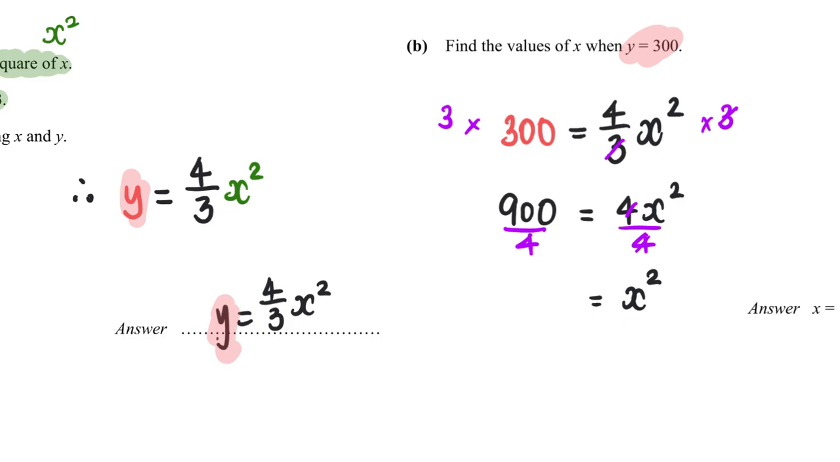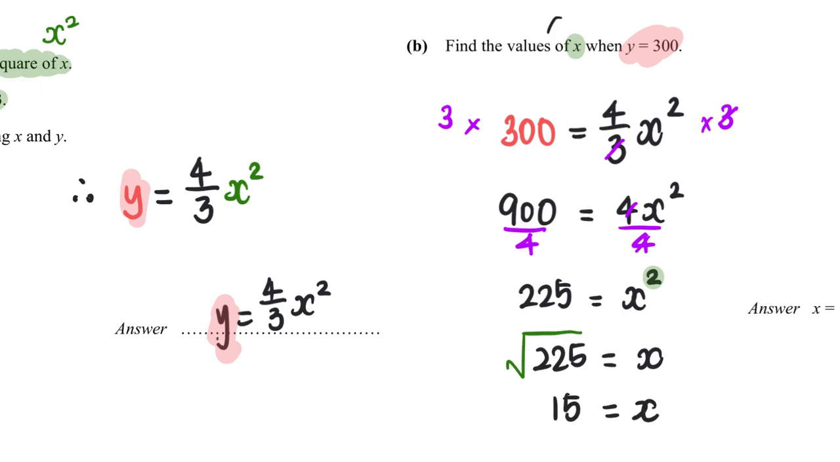And 900 divided by 4 will be equals to 225. And because they want the values of x, they don't want the x squared. So therefore, the next step would then be for us to square root it. And that will give us 15.